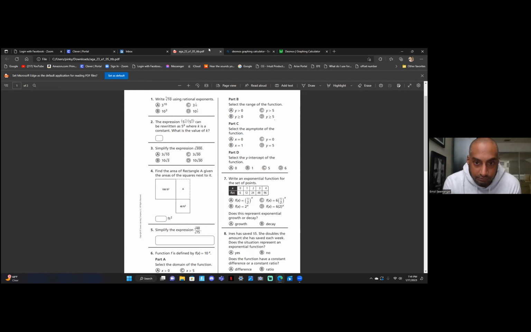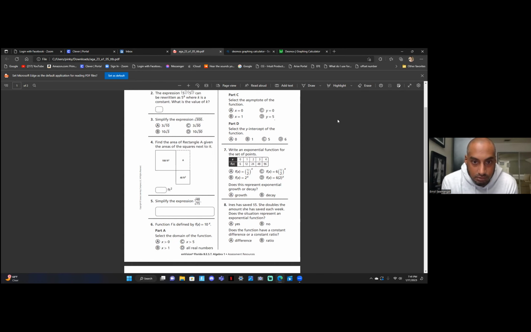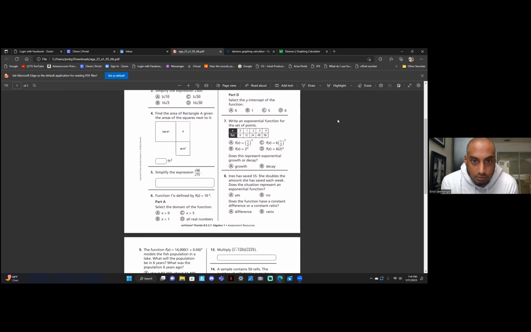Write an exponential function for the set of points. Does this represent exponential growth or decay? Okay, just looking at those x's and y's. For the x's, you got 0, 1, 2, 3, 4. For y, you got 6, 12, 24, 48, 96. Is it growth or decay?